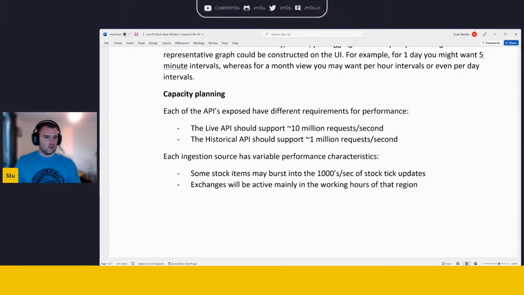Okay, so let me switch to my whiteboard. We can come back and have a look at this design later on as well.